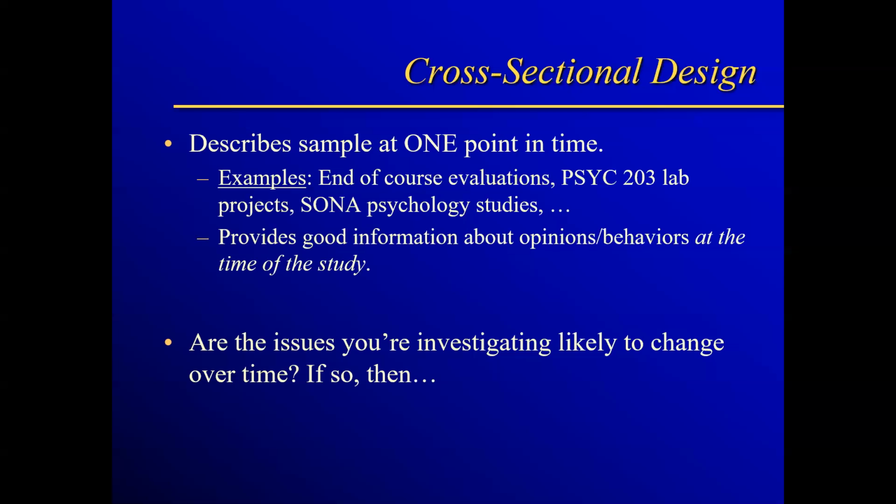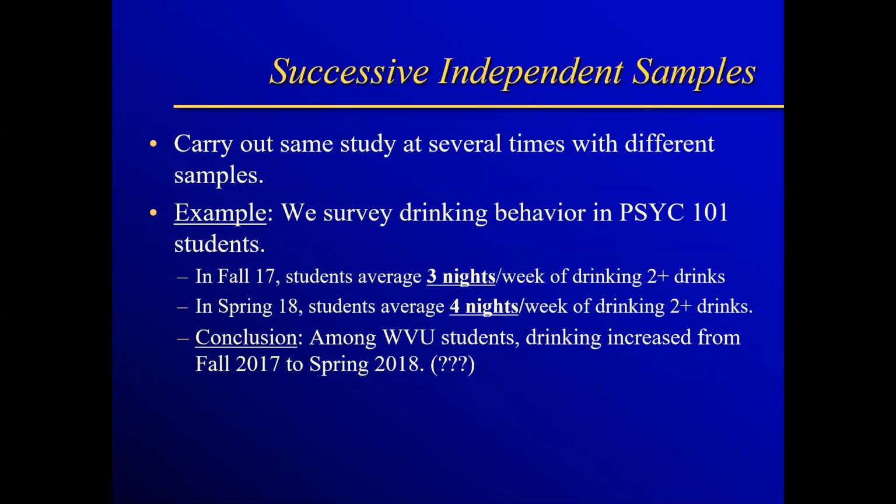So this provides good information about opinions or behaviors at the time of the study, at that exact time. So if you're investigating issues or concepts, and you expect them to change over time, a cross-sectional design probably isn't best for you. If the construct you're studying is likely to change, a better design would be a successive independent samples design.